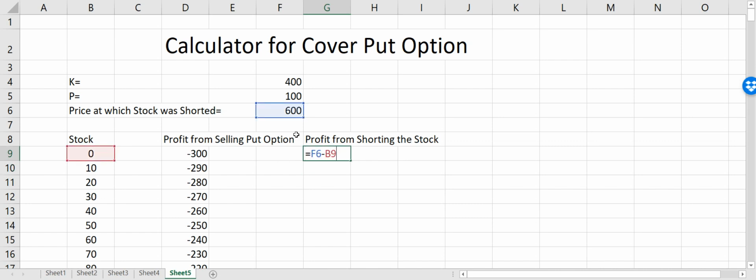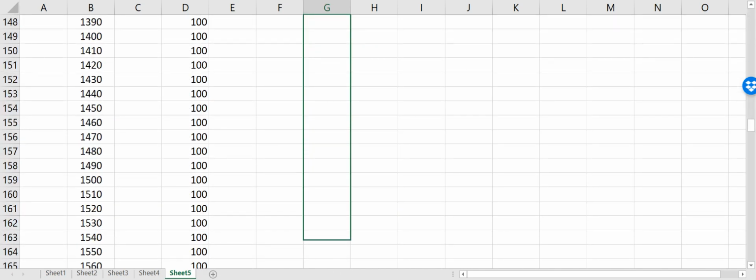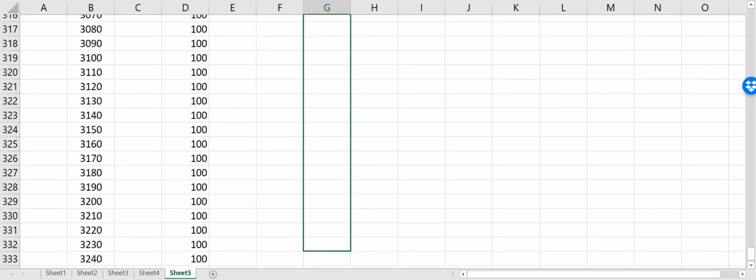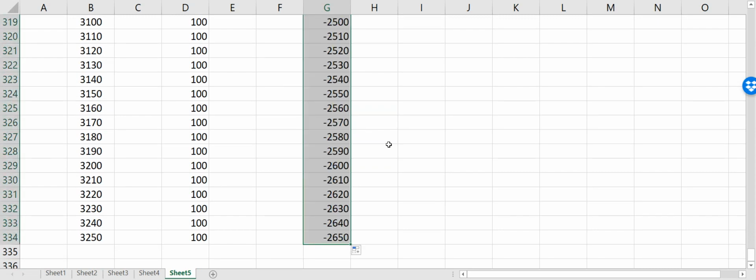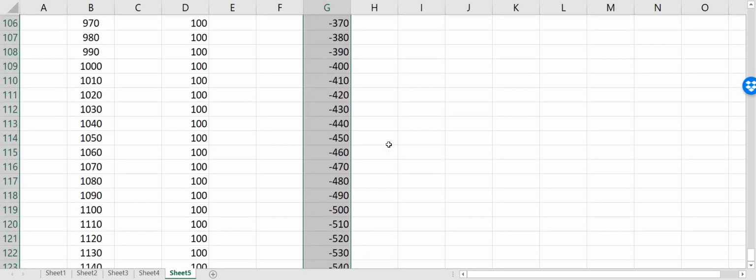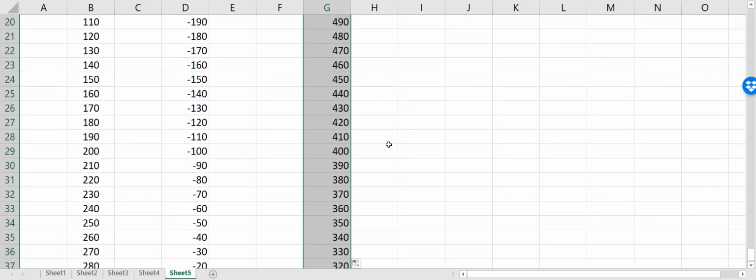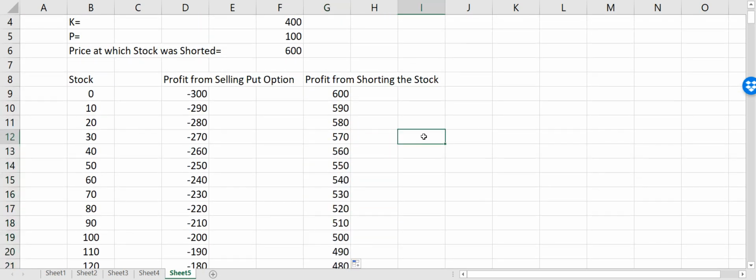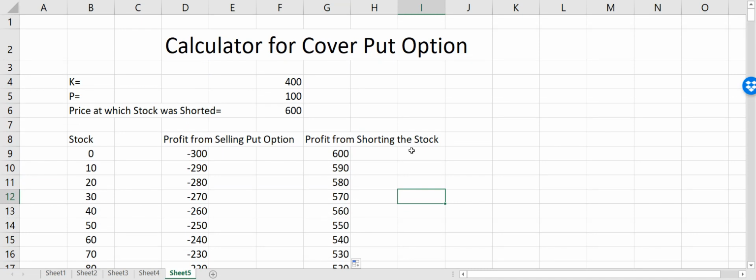And I'll just put a dollar sign here, and now you can see if I drag it down, I'm making more money if the stock is down. If the stock goes up, the profit starts to get down, and eventually when the stock is pretty high, then I'm starting to lose money because I'm shorting the stock. I'm basically selling the stock and then waiting for it to go down and eventually buy it later, right? So this is the profit from shorting the stock.